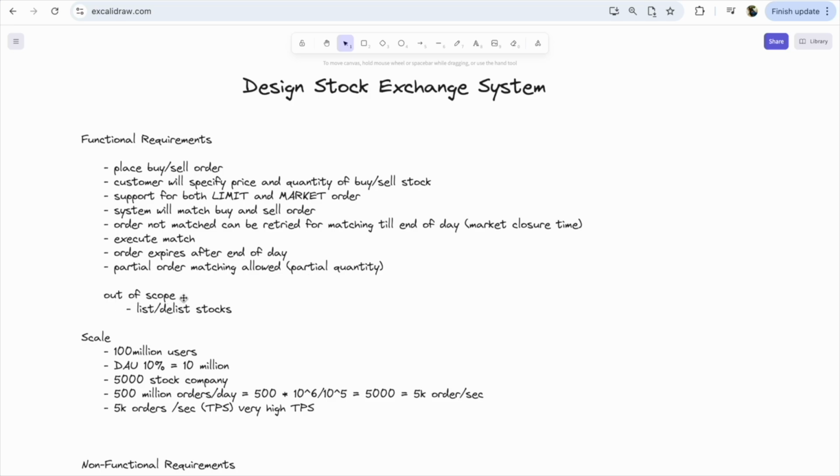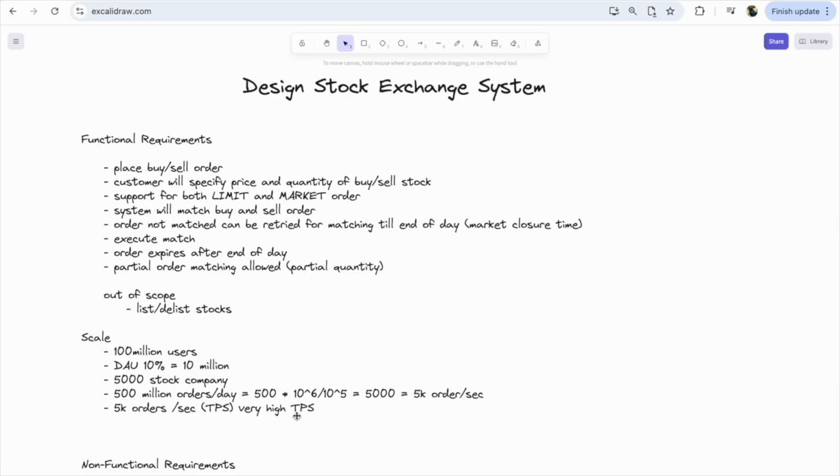Next, one more requirement. This is the out of scope requirement, that is listing and delisting stocks. There will be some stock admins, they will be listing or delisting stocks.